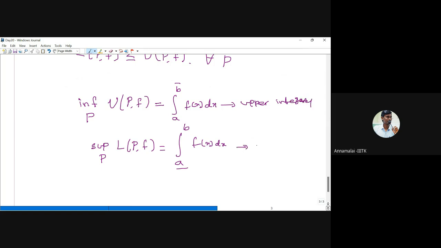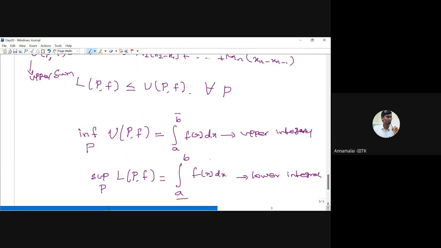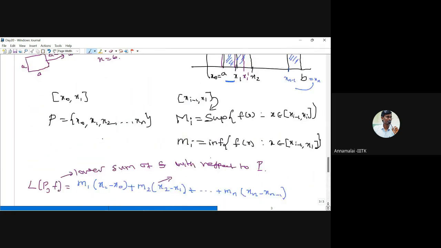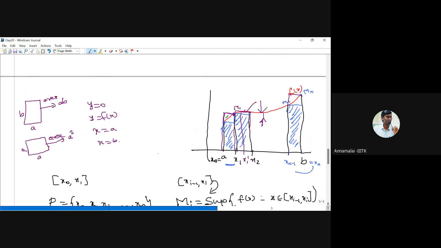And this is called the lower integral. For the upper integral, you have to take the infimum over all the partitions. Therefore, this upper sum reduces to the exact value. Again, for this lower sum, you have to take the supremum over all the partitions, and it increases. Okay, so that is the main idea.